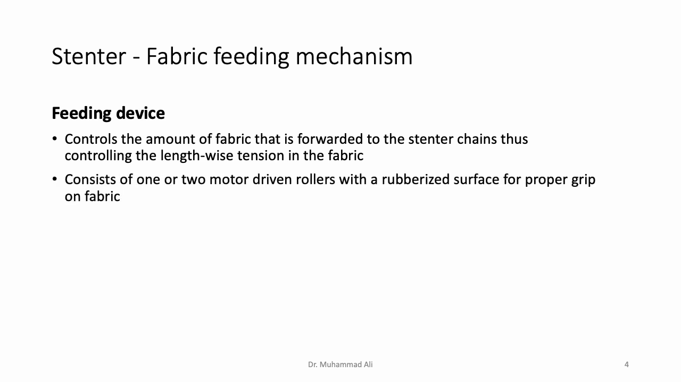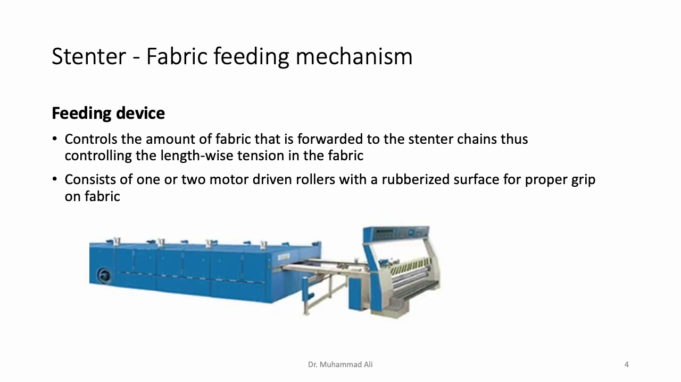As far as the construction of the feeding device is concerned, it's not very complicated. Essentially, it consists of one or more motor-driven rollers with a rubberized surface, and these rollers have a rubberized surface because, as you would have understood already, we need a very proper grip on the fabric so that the amount of fabric that we are forwarding to the subsequent sections is precisely controlled. So let's look at where it is located and how it looks.